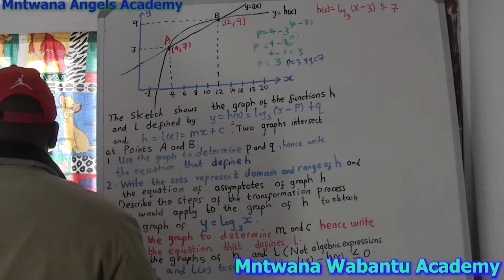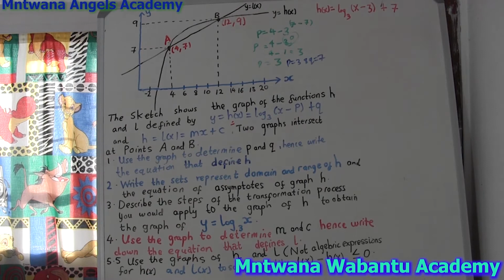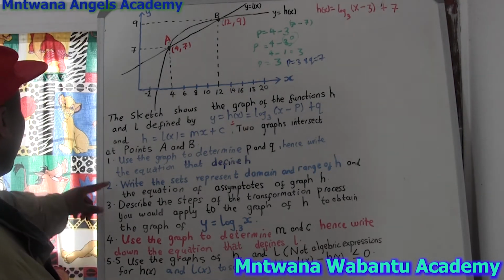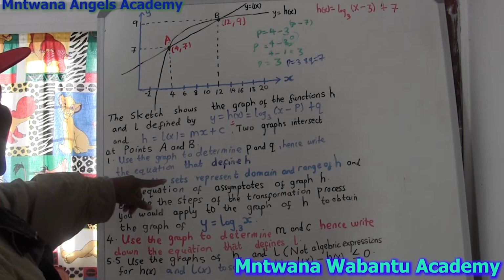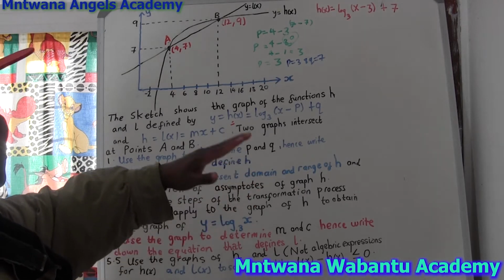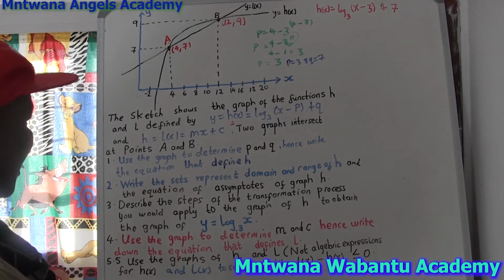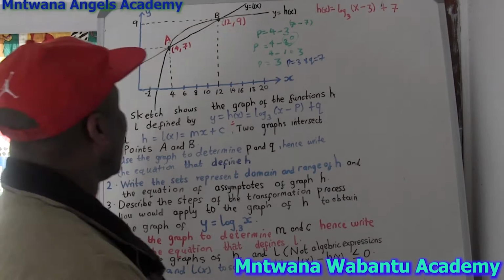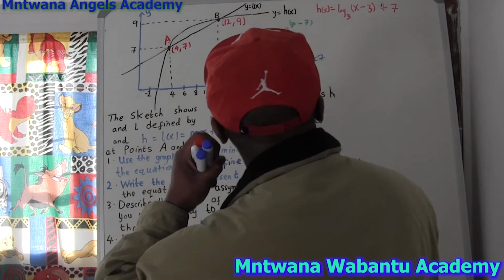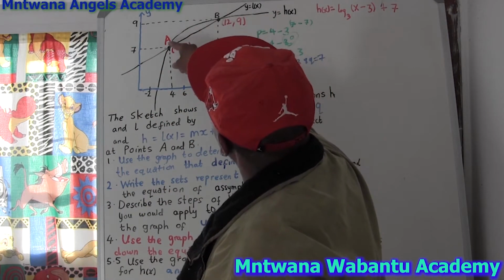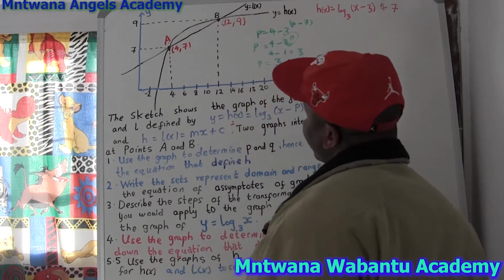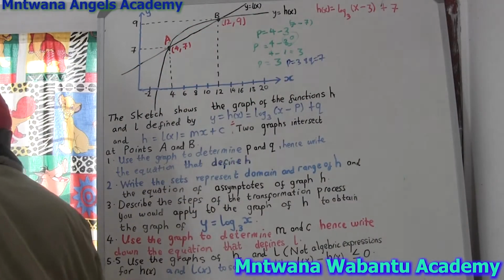Alright, what do they want next? For the next one, they say part b: write down the domain and range of h. Domain and range of h. Okay, so what is h? This is h here. Domain and range. Excuse me, I just want to drink some water.